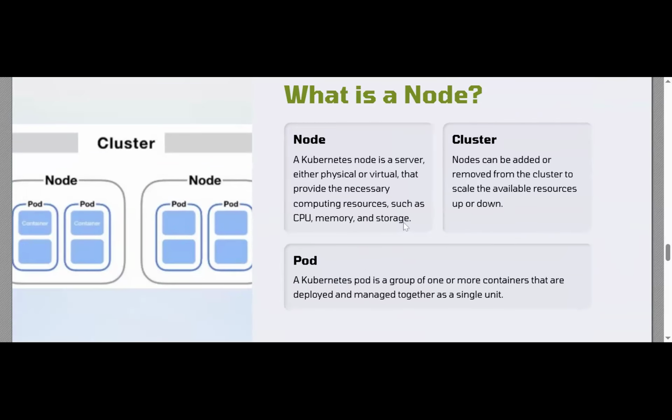Okay, fine. So now you should be very clear on this. Node is a server. Pod is a group of containers stored in a single pod. Nodes can be added or removed from the cluster to scale available resources up or down. So cluster is nothing but a group of nodes, and a node is nothing but a group of pods. Are you getting it? One, two, three? Yes.